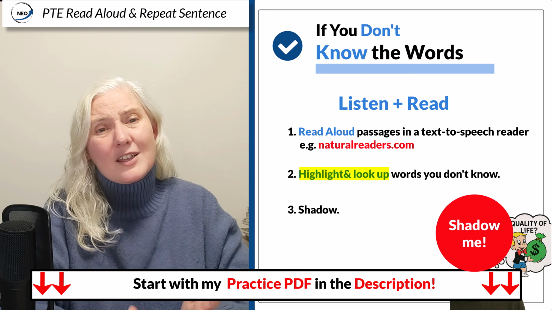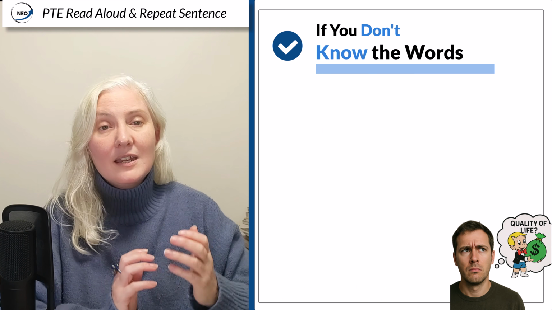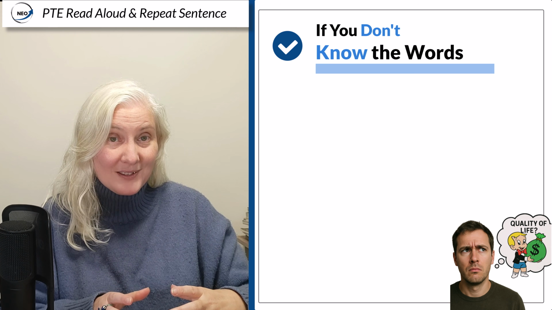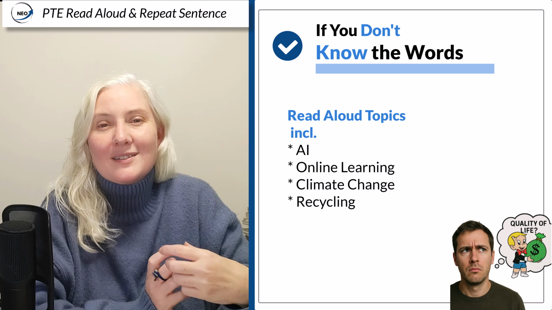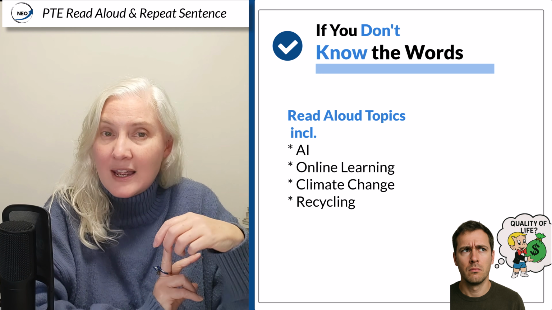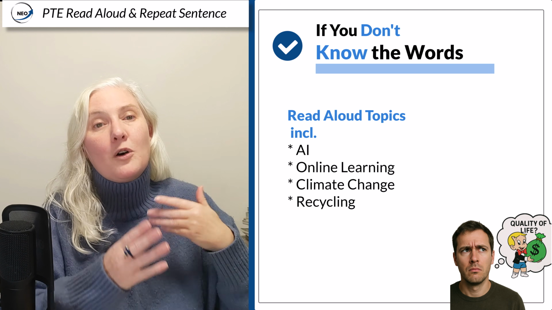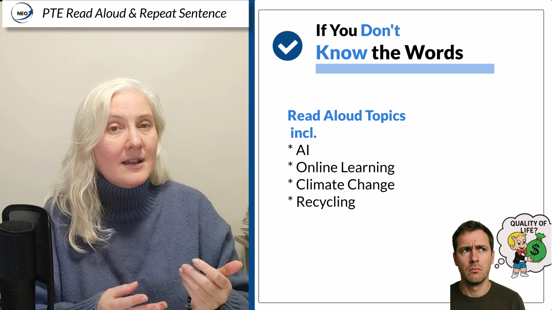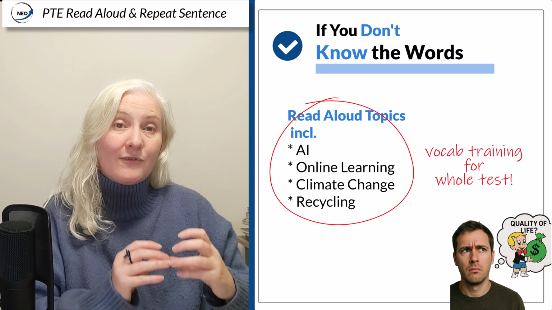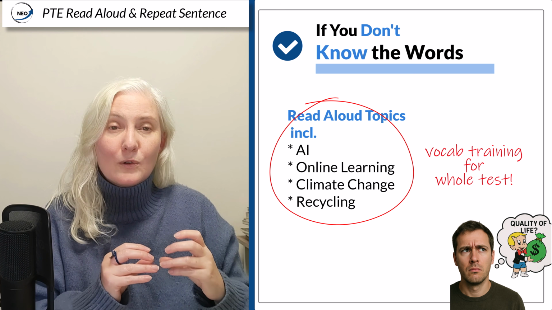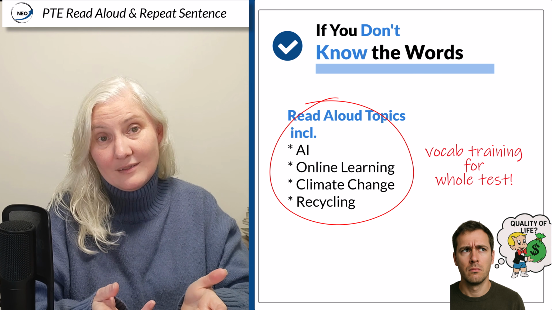Okay, so remember, PTE repeats similar stuff. I guarantee that in your read aloud practice passages and the real PTE test, you'll have topics like artificial intelligence, online learning, climate change, recycling. They'll be the same topics recycled again and again and again. So the more familiar you are with the kind of vocabulary and the set phrases that are used to talk about those issues, the easier it will be even to write your essay, right?